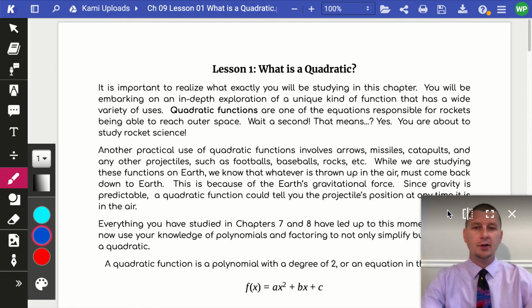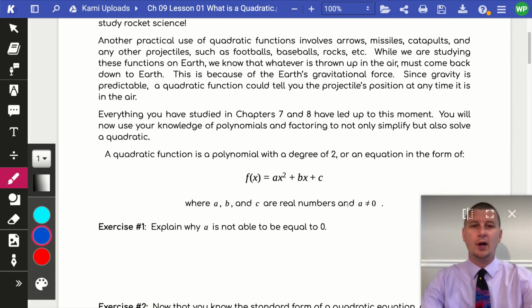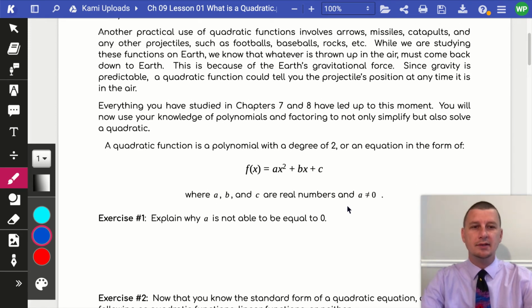So it is important to realize what exactly you will be studying in this chapter. You'll be embarking on an in-depth exploration of a unique kind of function that has a wide variety of uses. Quadratic functions are one of the equations responsible for rockets being able to reach outer space. Wait a second. That means, yes, you are about to study rocket science. Another practical use of quadratic functions involves arrows, missiles, catapults, and any other projectiles such as footballs, baseballs, rocks, etc.